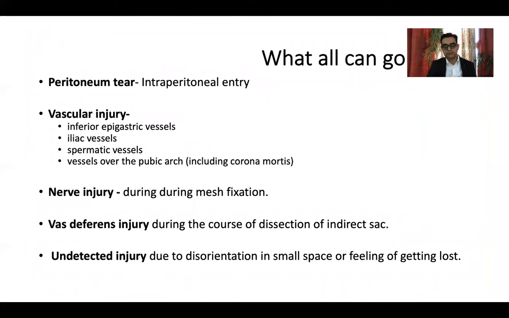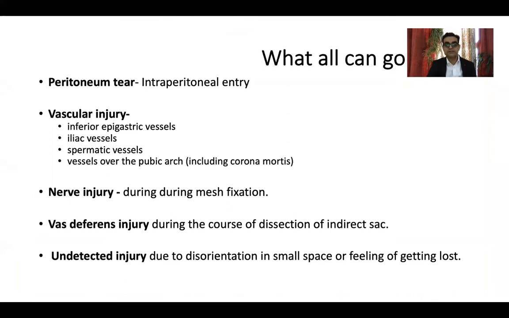Now, what all can go wrong? See, the most common, and I think least important, is the peritoneal tear. That is, the intraperitoneal entry might occur. If it does occur, with experience, you can continue your surgery with a little bit of difficulty, but you will be able to achieve it properly. If you find it very difficult to proceed, you can convert altogether from TEP to the TAPP approach.